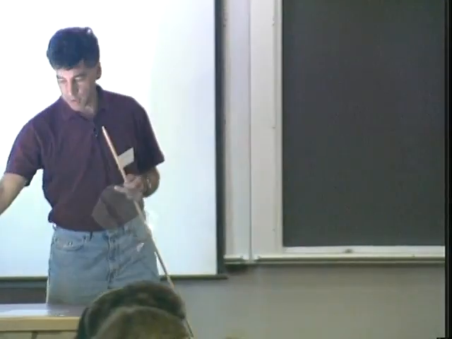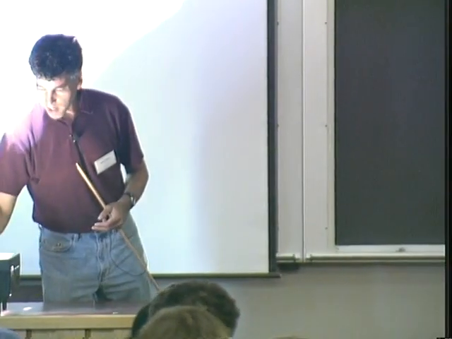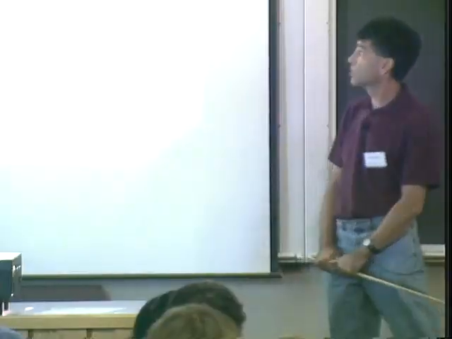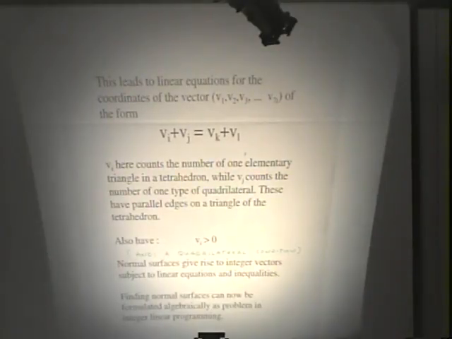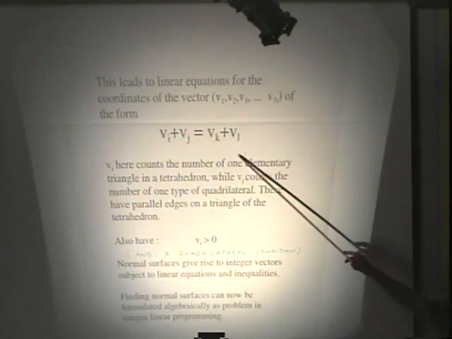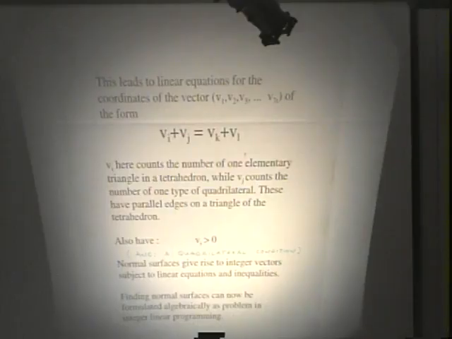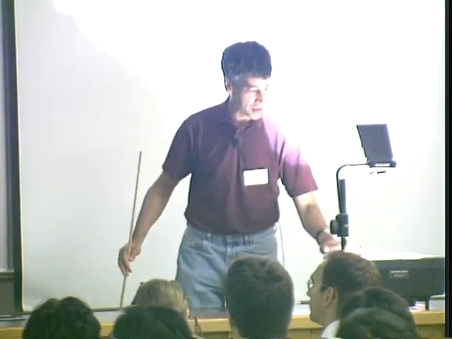And so if you count those types of disks and make sure they match up, you again get the same type of linear equations: Vi plus Vj equals Vk plus Vl. So normal surfaces exactly correspond to integer linear vectors. Integer vectors subject to these linear equations also have these inequalities: Vi is greater or equal to 0. And there's another technical condition which is irrelevant for us. It's important, but not necessary for understanding the subject, so I'll ignore it.